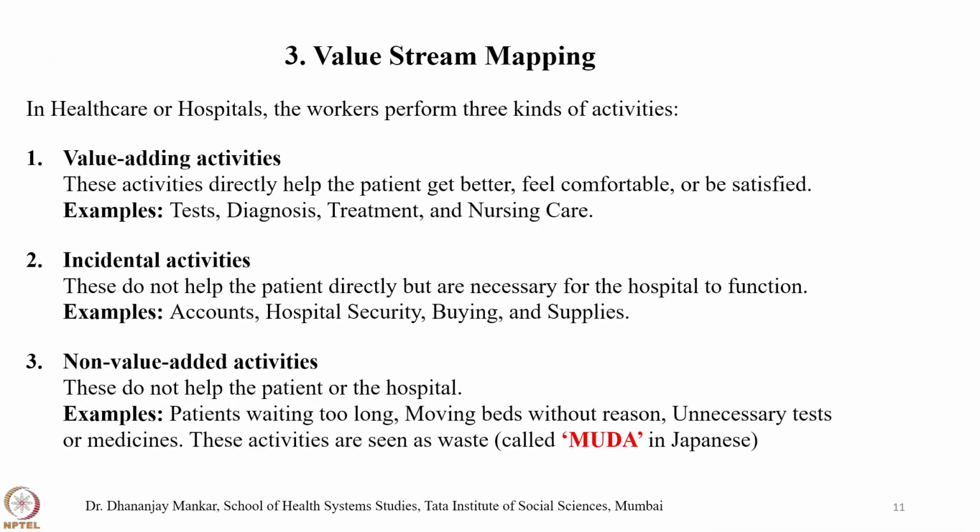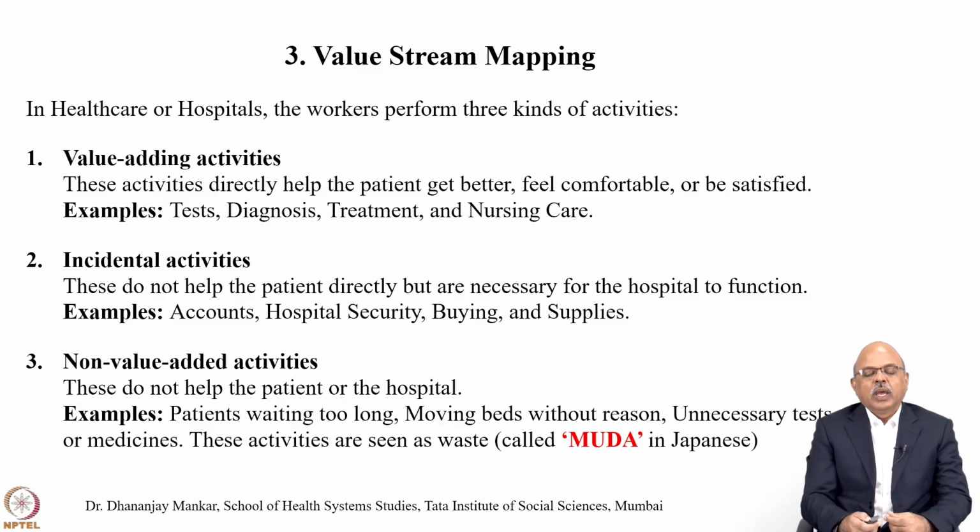Then comes the next discussion on value stream mapping. In healthcare or hospitals, the workers perform three kinds of activity. Those are value adding activities, incidental activities, and non-value added activities. So, how are these listed? Value adding activities are activities directly helping the patient to get better. They are more focused on the patient feeling comfortable or being satisfied. What are the examples of this? Tests, diagnosis, treatment, and nursing care are the examples.